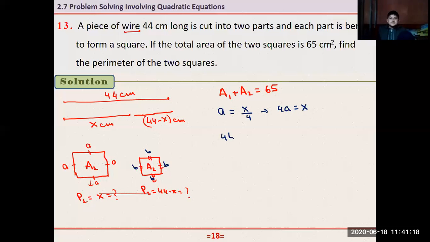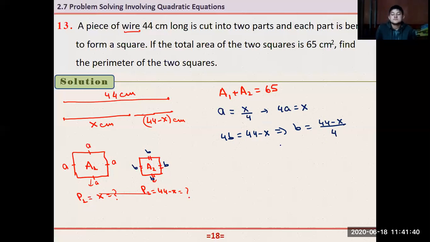Now, how about here? It is 4b, right? b plus b plus b plus b, it is 4b. And 4b is equal to what? 44 minus x. Because I use this piece of wire to make this square. So from here, I can also find b. What is b? b equals 44 minus x over 4.